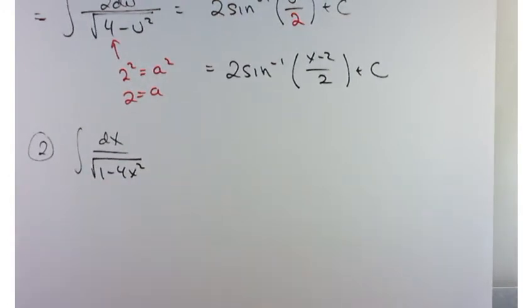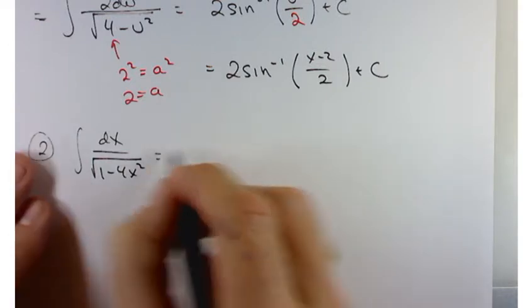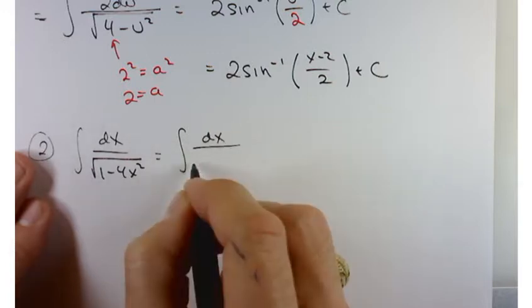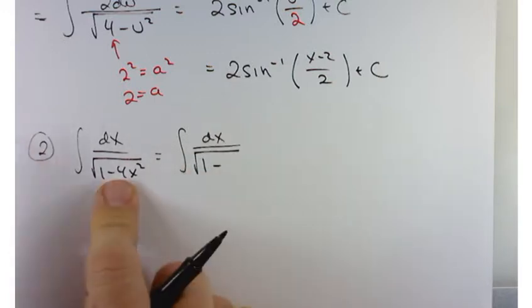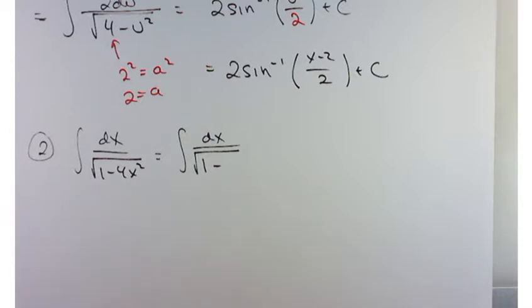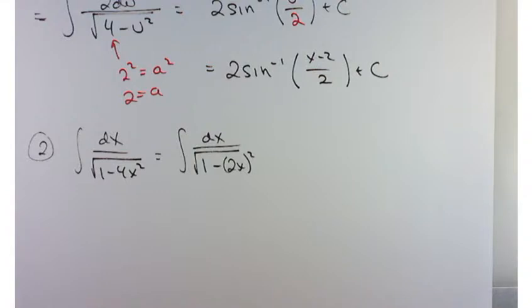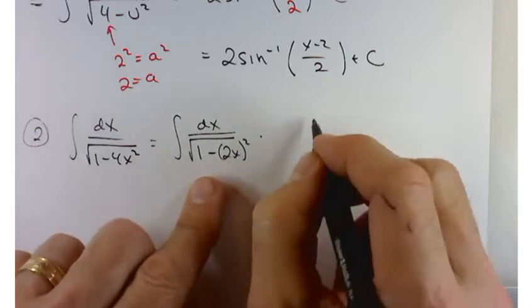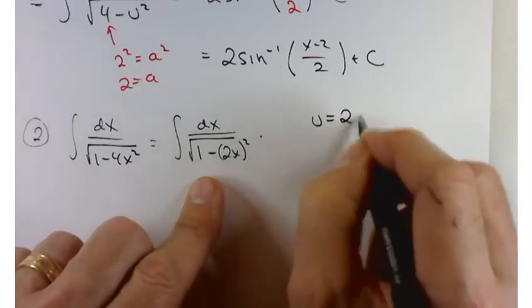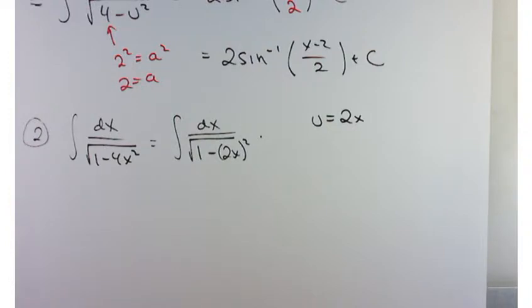In looking at this, hopefully you look at that and say, yeah, that's looking like the arc sine. So you might start trying to manipulate this into the arc sine. Any suggestions on rewriting the denominator? Yeah, so we're going to rewrite that as 2x quantity squared. And then you can make a u substitution from there. So u equals 2x.